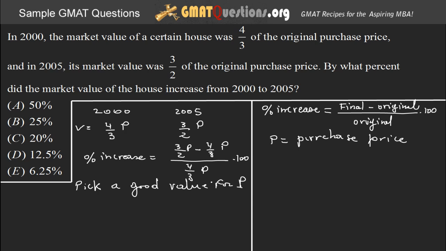Okay, so the value for P we should choose here would be the common denominator of 2 and 3. You see 2 here and you see 3 here. The common denominator we can think of is 6. Now, a house doesn't cost $6, but it really doesn't matter. A house is pretty expensive. But even if you put $6, just for the sake of solving this quickly, we should be able to find the answer. Okay? So I'm going to say that P equals $6. Okay, just 6.